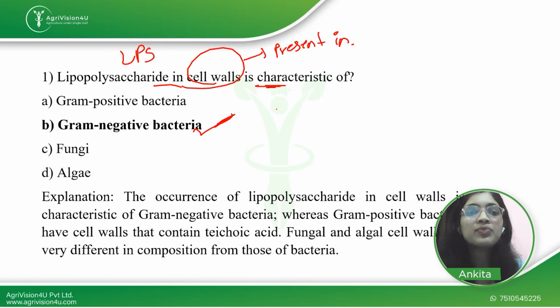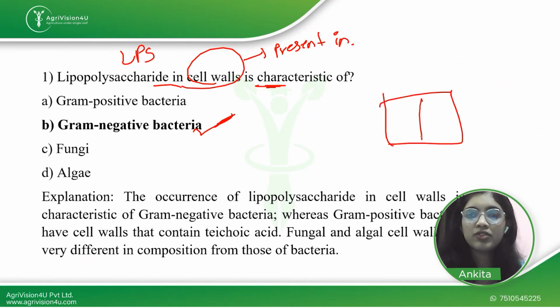Okay, so you may have in your mind why such simple things would be there in the GATE exam, which is so tough. But the thing is, they are going to check your basic knowledge. That is the most important thing. Hence such type of questions can also be there in your exam. So LPS in the cell wall is a characteristic of gram negative bacteria, which we have already studied. Here the explanation is given, which is nothing but that table, the difference between gram positive and gram negative.